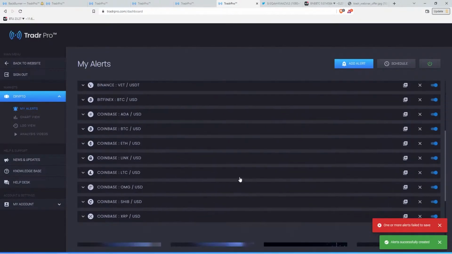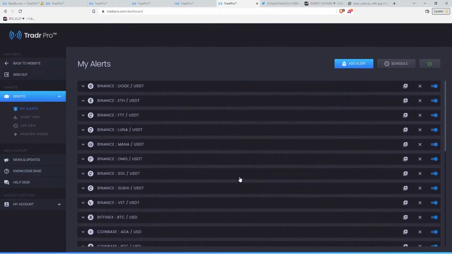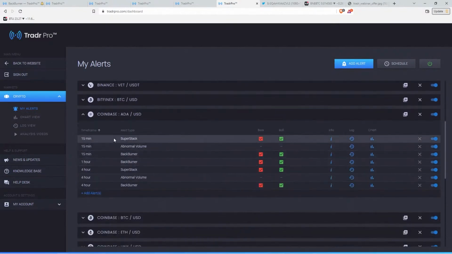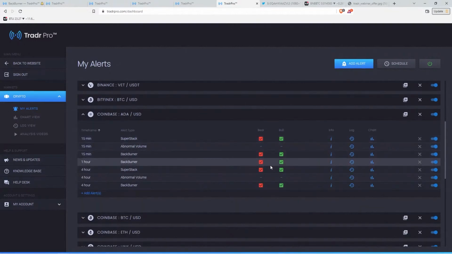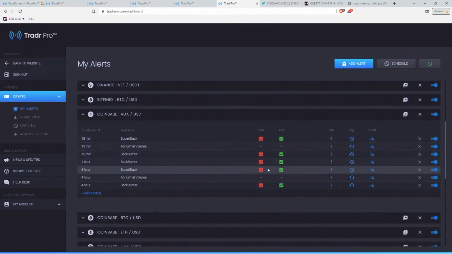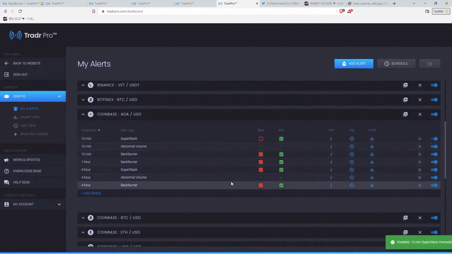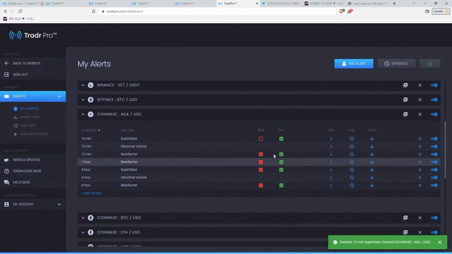I already added that. That's my mistake, because when I was practicing, I already added that alert. So let's just use this as an example, one that I set up earlier. I can go in and look at bear and bull and say, well, I'm in a bull position, and I don't care if we're going to see 15-minute oversold SuperStack. I'm going to turn that off because I'm looking to the upside.